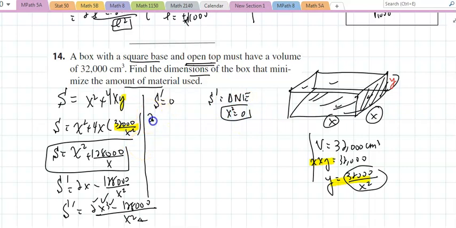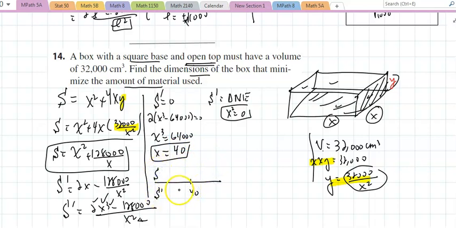If I factor a 2 out of the top, I'm looking at where does x cubed equal 64,000, and if I cube root both sides, I'll get x to be 40. So if I do my testing, there's 40, there's s prime, and there's s. If I pick 1, plug 1 in there, 2 minus 128,000, it's obviously negative. And if I pick a number bigger than 40, this is going to be definitely bigger than 128,000. That will be positive.